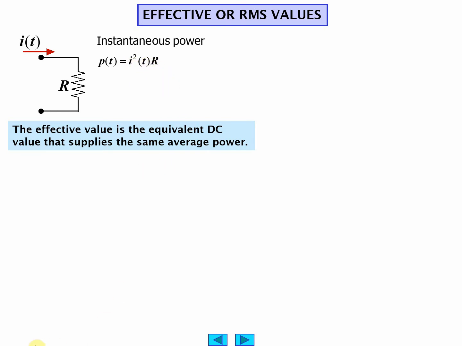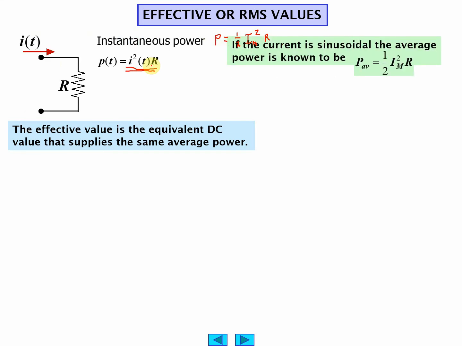Remember that the power equation for AC is power equals 1/2 I, for sinusoidal waves, I max squared R. Well, RMS makes the equation look like this again. Makes it look like the DC equation again, which is why we go for that. Okay, and I already talked about this right here.